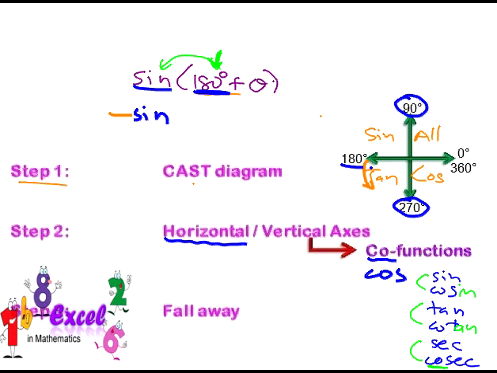And then step 3 says fall away, which means that part, 180 plus, or whatever is standing there, simply falls away, and your final answer for this expression would be minus sine theta. So the whole sine of 180 plus theta has now been reduced to just minus sine theta, which is a lot easier to work with in an expression where you need to simplify.